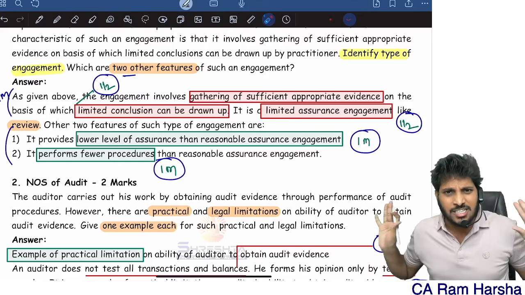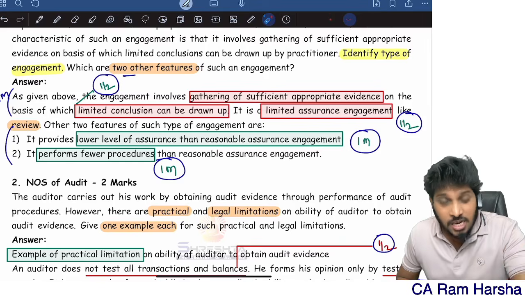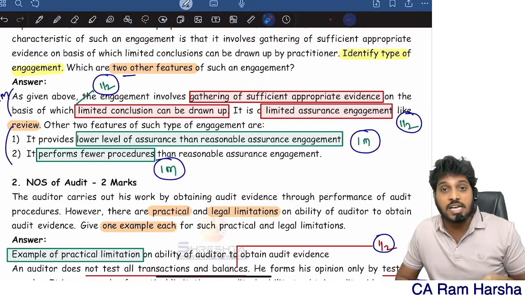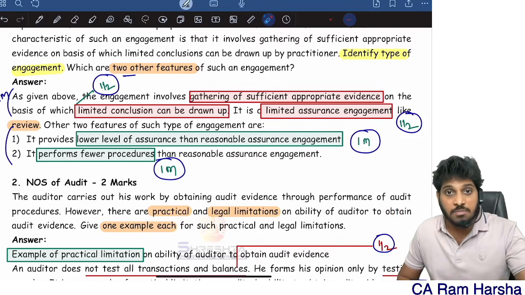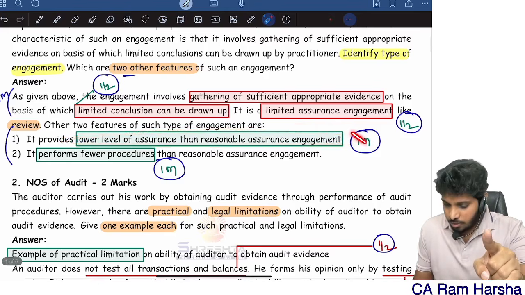The rest of the points, leave them. Whatever I highlighted in the red box and green box, is it there in your answer sheet? If so, only then you get the marks as I told. Otherwise, you will not get marks. For example, lower level of assurance than reasonable. If you didn't write this, 1 mark you will not get.